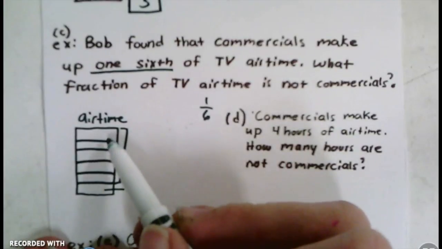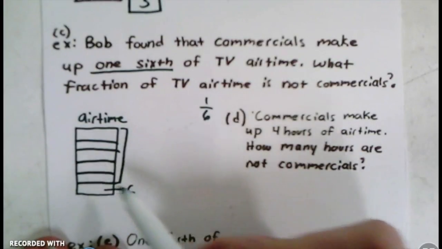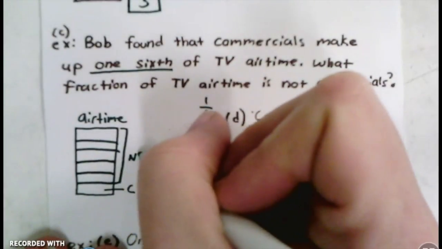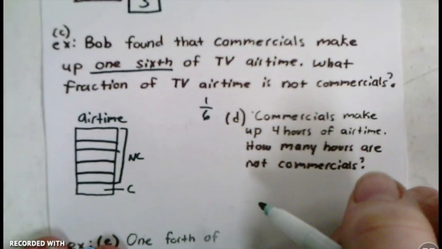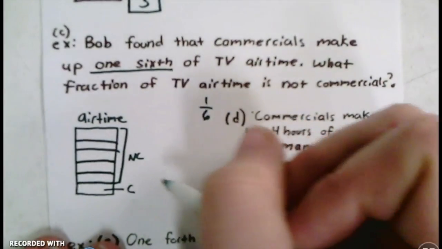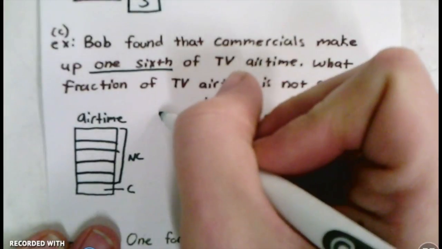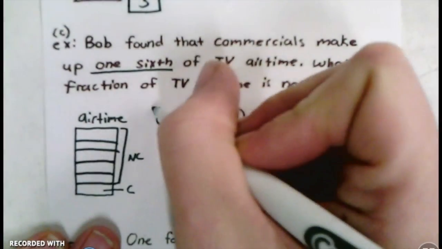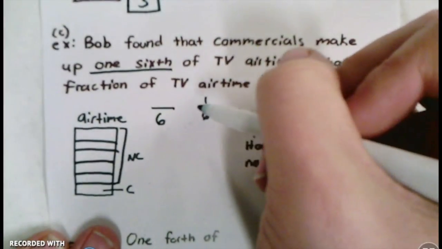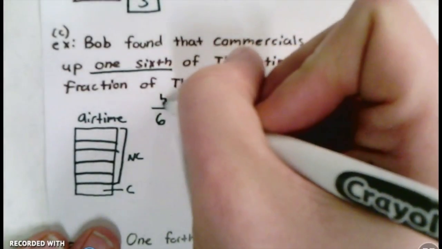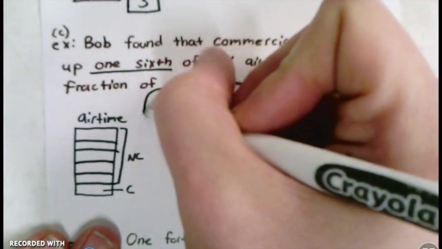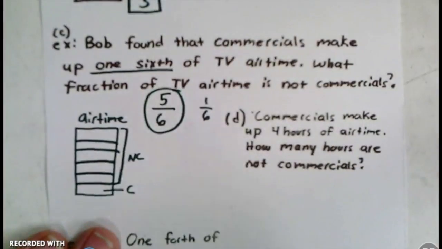And how many are there? 1, 2, 3, 4, 5 are not commercials. So to write that as a fraction, I'm going to put the total as the denominator, which is 6. And those that are not are my favorable outcome. They're going to go on top. So 5. So my answer is 5/6. 5/6 of the TV airtime are not commercials.